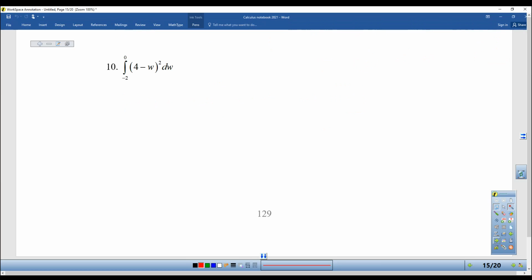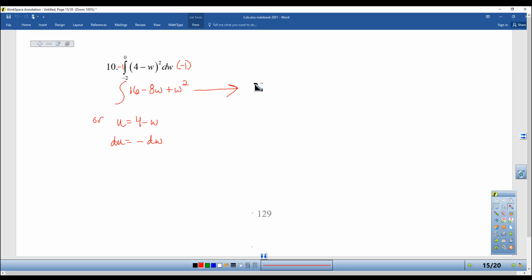All right, last practice problem. So there's two choices for how to do this. You might choose to expand it and make it 16 minus 8w plus w squared, and then do the integral. Or you can do u substitution, 4 minus w, but you will have to be careful. Your dw or your du is going to be negative dw. So you would have to add a negative to the problem.